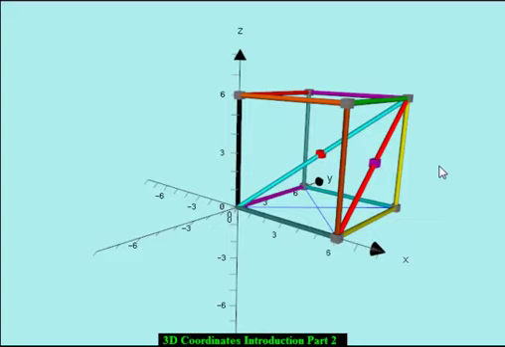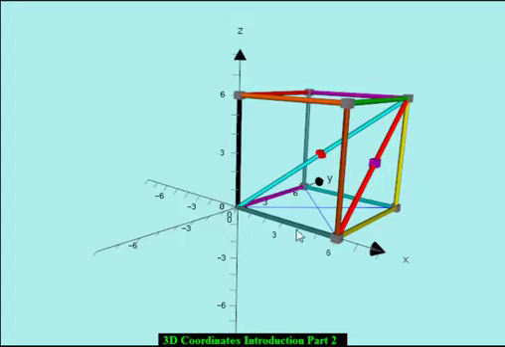Hello, welcome to this tutorial, which is part 2 following the introduction to part 1. And as promised, I said I would look at the question I was referring to at the end of part 1, look at it again and show you how to find the coordinates of various points on the diagram.